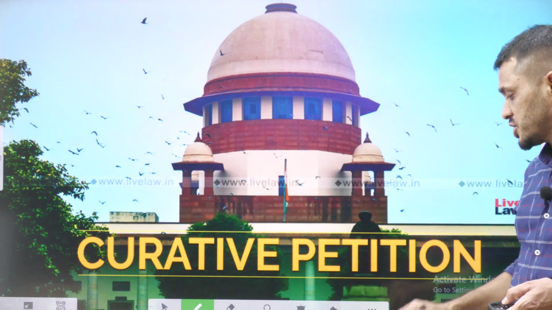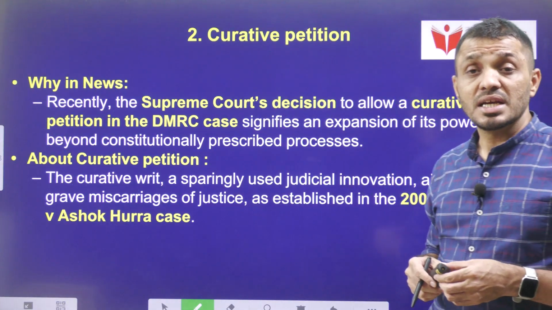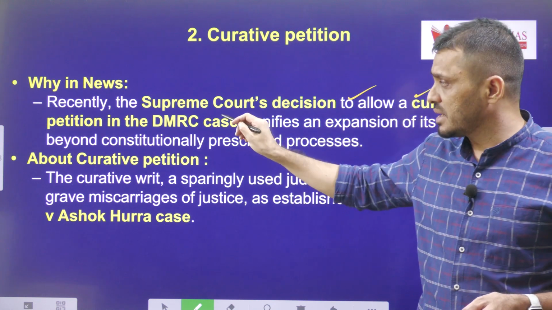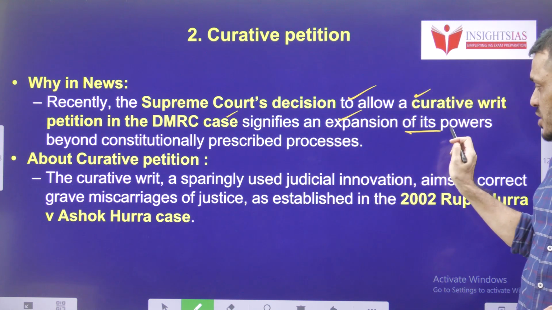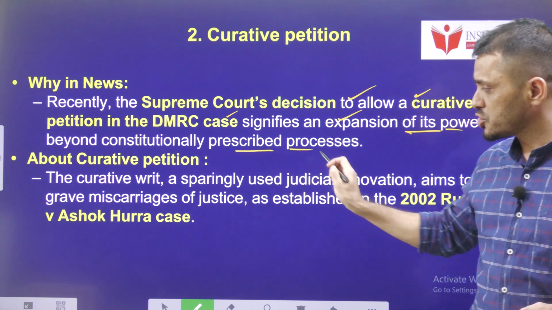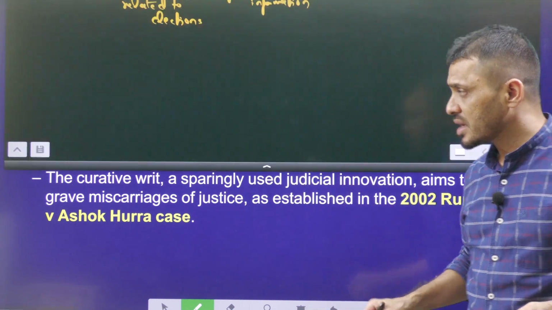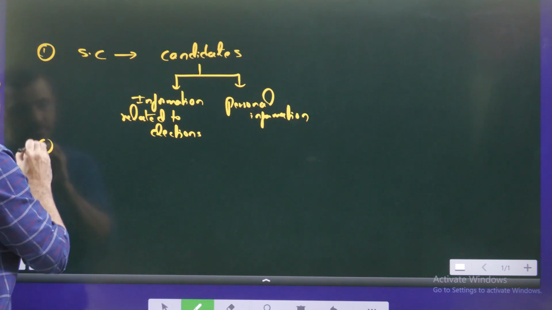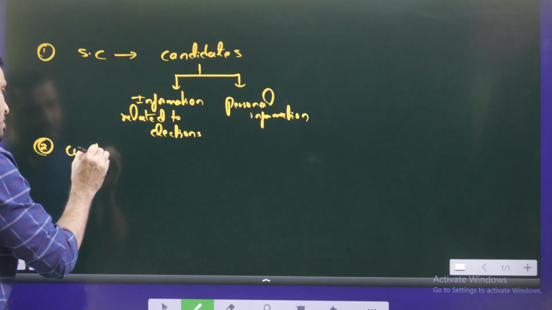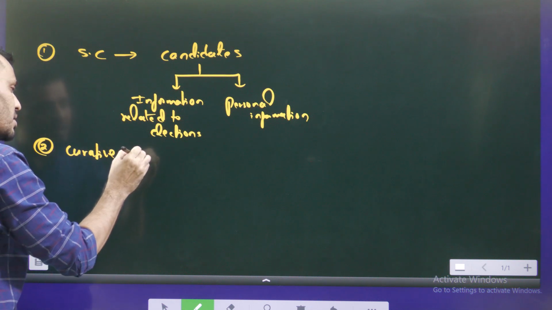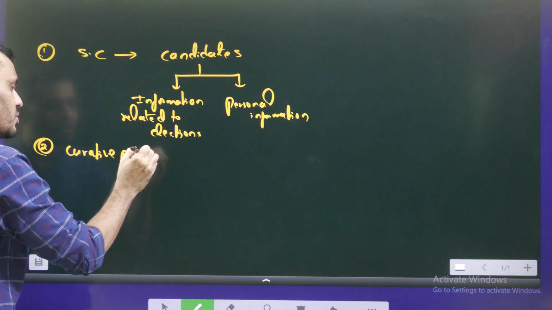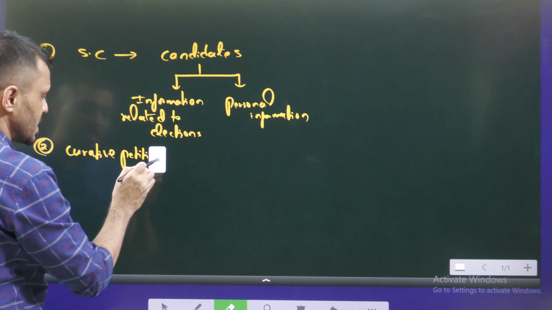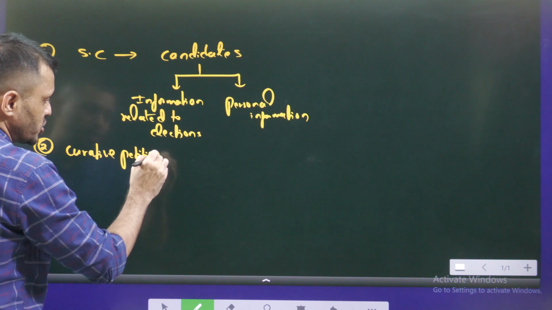Next, curative petition. First, let's see the context. Recently, the Supreme Court's decision to allow a curative petition in the DMRC case signifies the expansion of its powers beyond constitutionally prescribed processes. Here you have to know what a curative petition is. Curative petition is all about review of a court judgment.